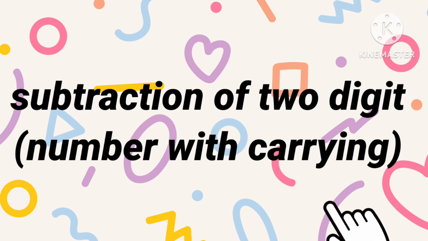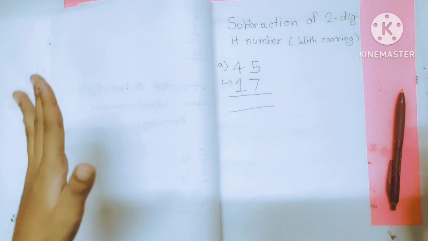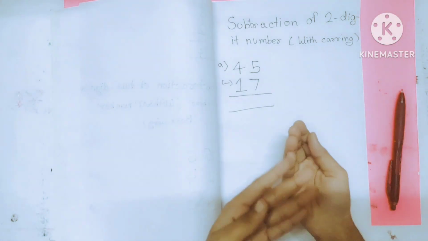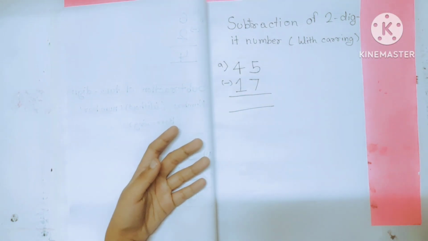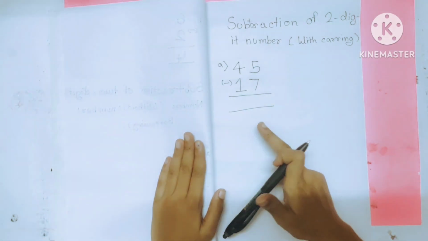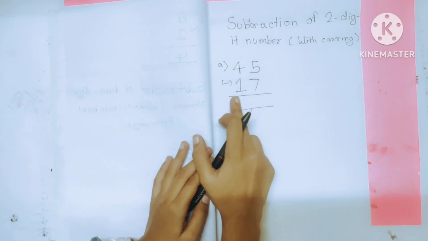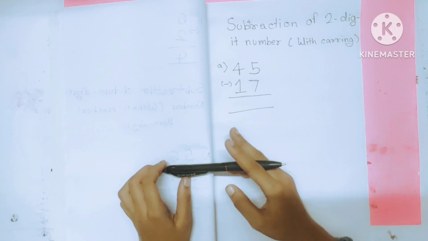The subtraction of 2-digit numbers with carrying, which means with borrowing. So I have taken 45 subtracted by 17. So let's get started.